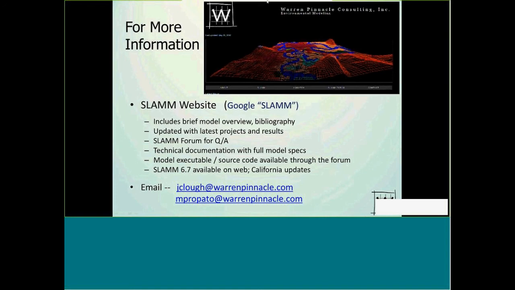So SLAMM is available on GitHub. SLAMM 6.7, which includes the parallel processing capabilities, is on GitHub. There's a link from the SLAMM webpage to get into that. The parallel processing was a game changer in terms of uncertainty analysis. So thanks for asking that question.